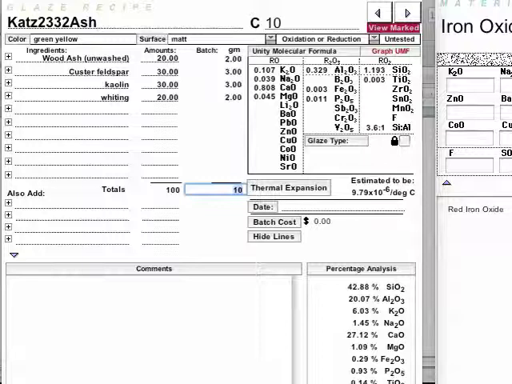And over here we have the recipe that we use. It's wood ash, Custer feldspar, kaolin, and whiting. And over here we have what's called the Unity Molecular Formula. This is a standard format that ceramists use for looking at glazes. The RO column holds all the ingredients that take the form of RO or R2O. They mostly exist in the first two columns on the periodic table, the alkali metals and the alkaline earths. And you look down here and this says we have 0.1 mole of potassium and 0.03 moles of soda.